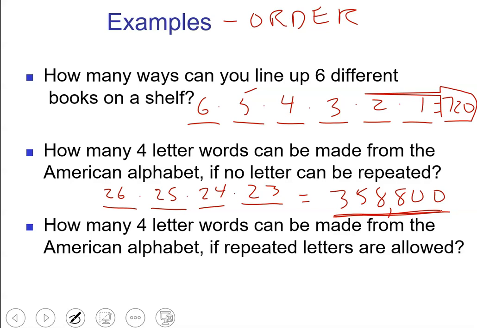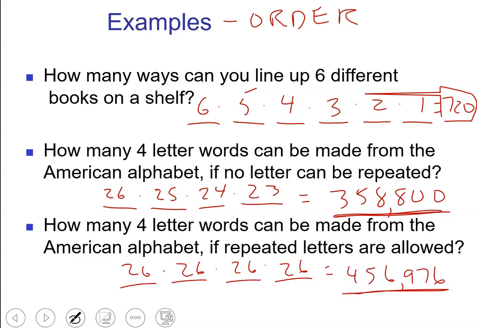All right, I'd like you to pause the video on this one. Try that third one on your own. Again, fill in the slots and see how you do with this one. Okay, so this one, you could repeat the letters. That's what was different from the middle one. So each slot had 26. So obviously you have more choices: 456,976.